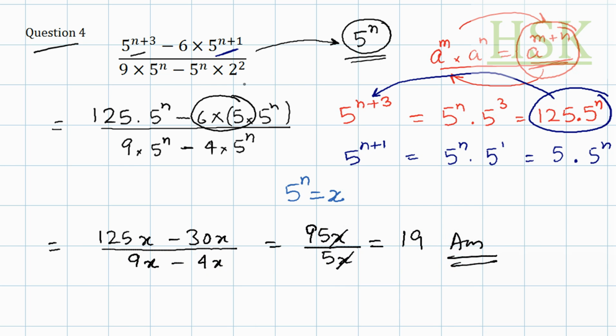Okay, so this is how we are going to solve such types of problems. The idea is that we form a term of single value, as in this case we have converted all the terms into 5 to the power of n.